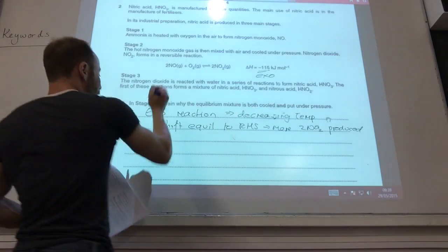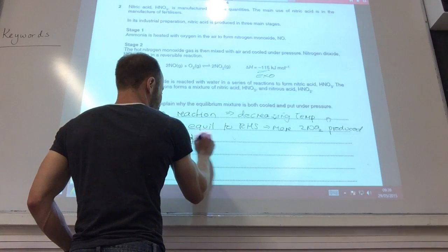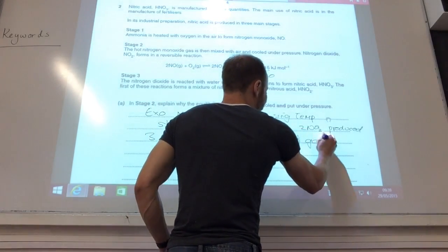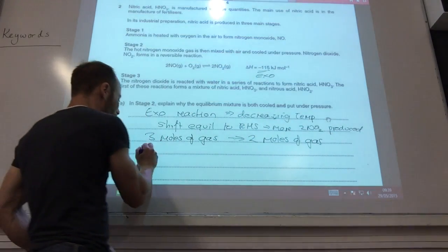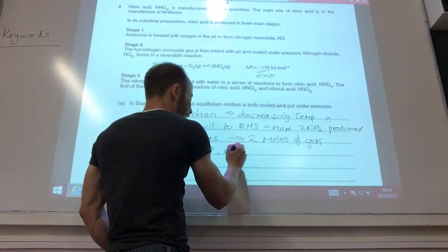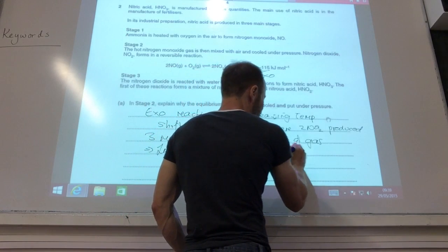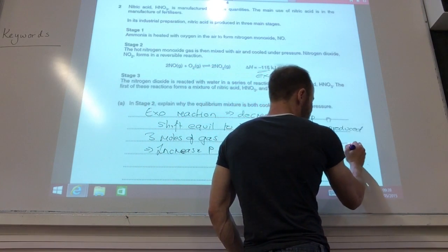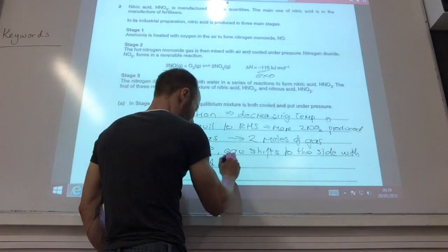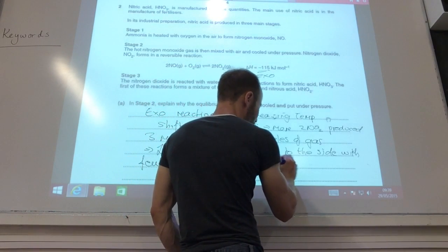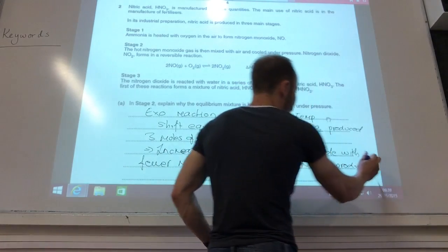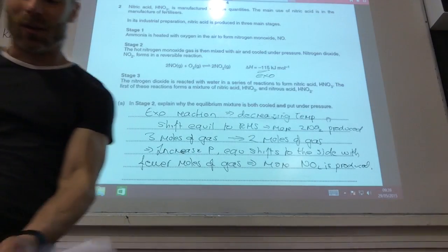Why is it put under pressure? Okay, I've got 3 moles of gas going to 2 moles of gas, and again from Le Chatelier's principle, you know that if you increase pressure, the equilibrium shifts to the side with fewer moles of gas, and therefore more NO2 is produced. So by doing that, we increase our yield of NO2.